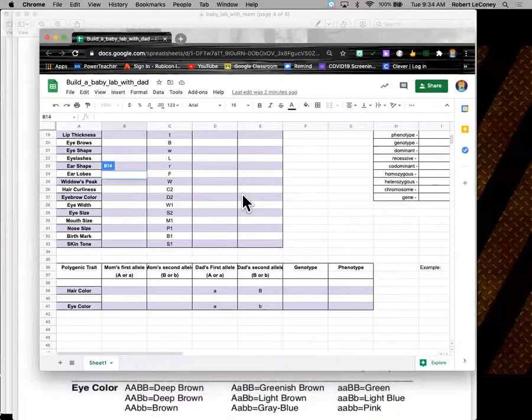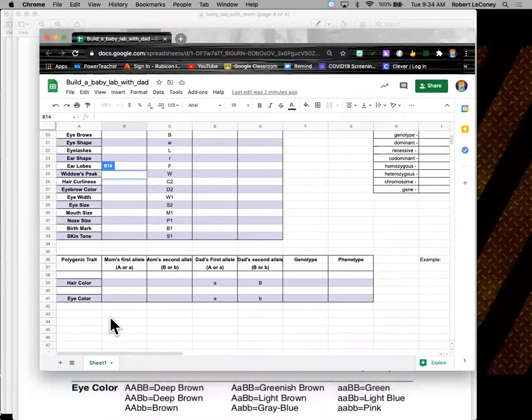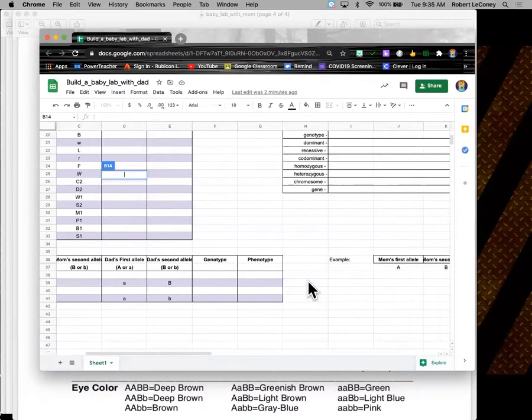And down here, we have what's called a polygenic trait, where you have two genes for this trait, not just the one. Mom isn't going to give just one allele, mom is going to give two alleles. And dad is going to give two alleles. So now your genotype is going to be made up of 4 alleles. How does this work? I have an example here.